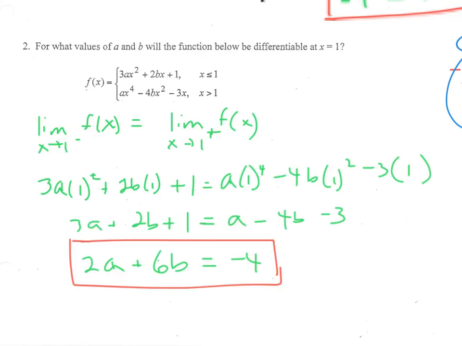Okay, hopefully you took a minute to try this. So my work for the first equation is on the screen right now, and that would be me evaluating the left and the right hand limit as x is approaching 1. So I'm trying to guarantee that the piecewise function is going to be continuous by setting the limits equal to each other. Substitute in 1, and I got my simplified equation of 2a plus 6b equals -4.